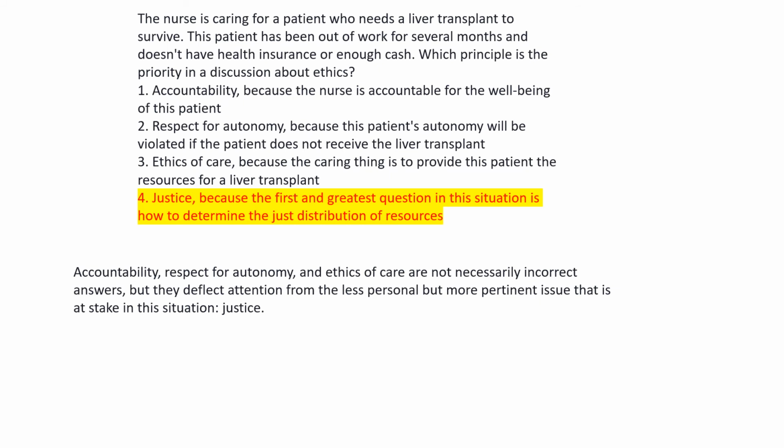Answer 4. Justice, because the first and greatest question in this situation is how to determine the just distribution of resources. Accountability, respect for autonomy, and ethics of care are not necessarily incorrect answers, but they deflect attention from the less personal but more pertinent issue that is at stake in this situation: justice.